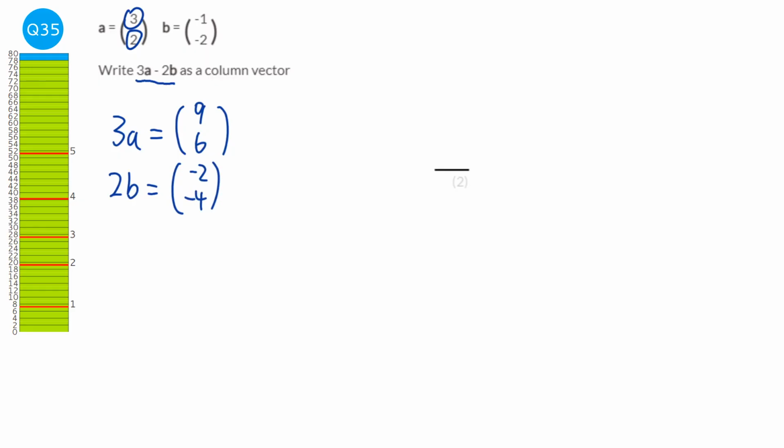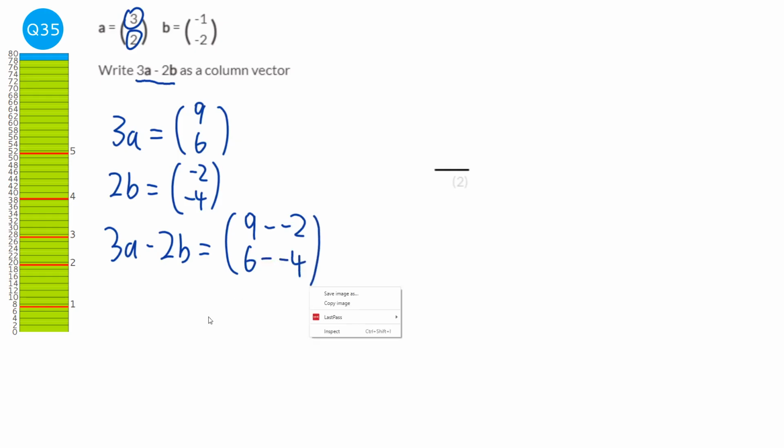And so 3a take away 2b is going to be 3a, which is 9 at the top, take away the 2b, which is minus 2. And then the bottom will be 6, take away, minus 4. And so that's going to be 9 plus 2, which is 11. 6 plus 4, which is 10. So the vector is going to be 11 at the top, 10 at the bottom.